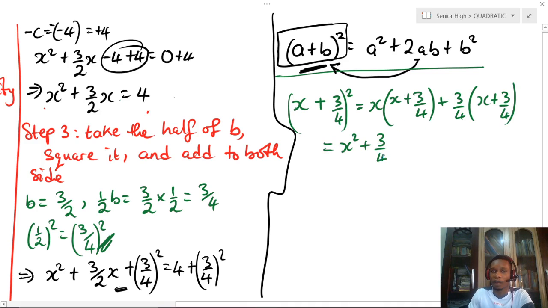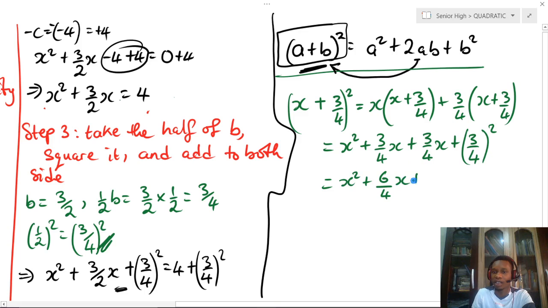That's 3 over 4x. Then 3 over 4 multiply x. That's still 3 over 4x. And then plus 3 over 4 multiply 3 over 4. And that's like saying 3 over 4 squared. You can still open the squared if you like, which we might not do right now, but we'll do it later on. So now 3 over 4x plus 3 over 4x, since they are like terms, they can add each other up, and that will be x squared plus, since their denominators are the same, you pick one denominator, and here is 3 plus 3, 6x over 4, plus 3 over 4 squared.